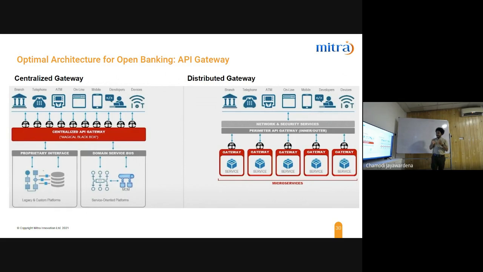So if a bank has a single API gateway, that's a centralized one. When the number of input requests increases, it won't be able to handle the load. Maybe we need to scale it, but it's difficult. So for that, the distributed gateway is very important, and the bank has to focus on it. Then they can easily scale up these gateways. So these are the aspects banks need to focus on, other than just getting ready with these strategies and standardizations.